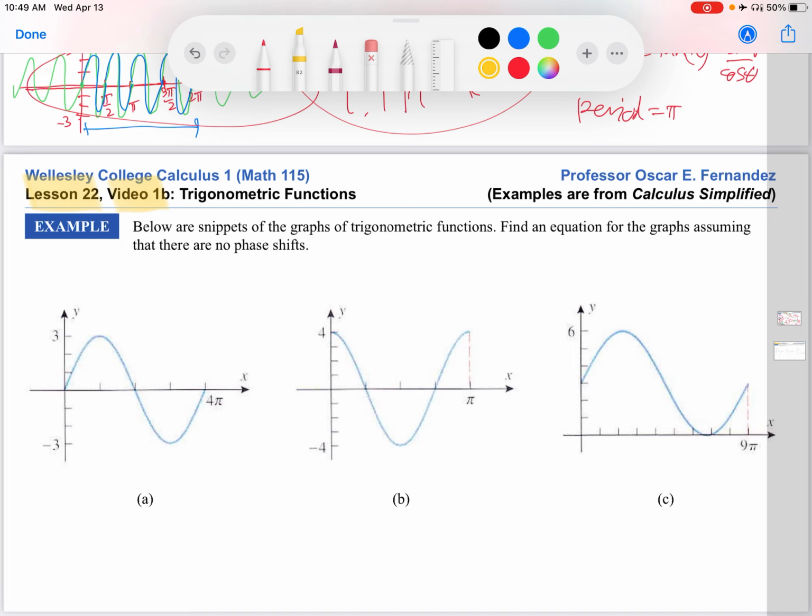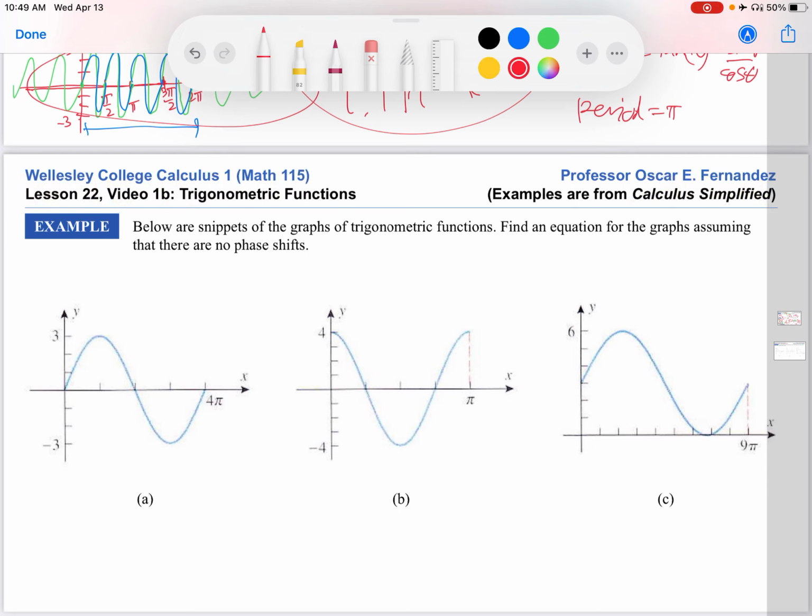You might want to take a look at video 1A in this lesson 22, the video that precedes this one, because there I talk about trigonometric functions, and specifically I review the interpretations of the midline, the period, the angular frequency, and also the amplitude for sine and cosine. So we're going to need that in this example. This is not quite an example from Calculus Simplified, but it uses and piggybacks off of those concepts covered in Appendix B in the book.